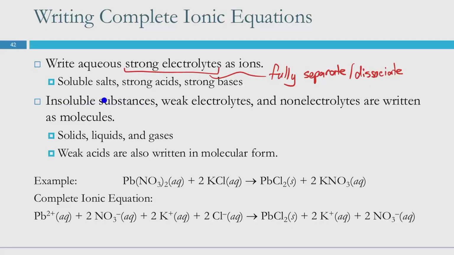The insoluble substances, weak electrolytes or non-electrolytes, get written as molecules. So weak electrolytes are things that don't completely dissolve, and non-electrolytes are things that don't have ions in them at all, so things like molecules. Anything with the solid, liquid, gas tag on them stays as solid, liquid, gas. They stay as a whole and complete chemical formula. Weak acids should also be written in their molecular form, so keeping them together rather than separating them.